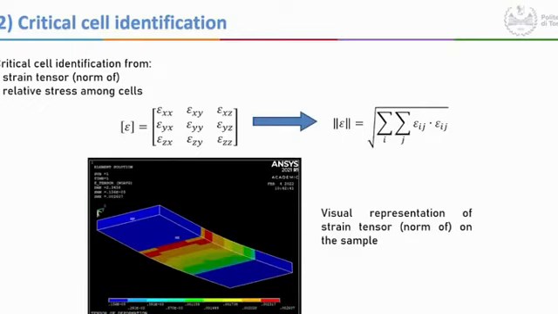The next step is to calculate the distribution of the norm of the strain tensor across all the lattice structure and to identify the most critical cell of the structure. We can also use the value of the stress tensor, but only in a relative mode, let's say, between the different cells, because now we don't have the real stress distribution in absolute value, because we are using homogenized elements.